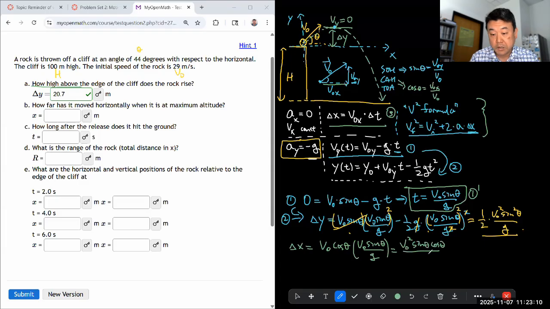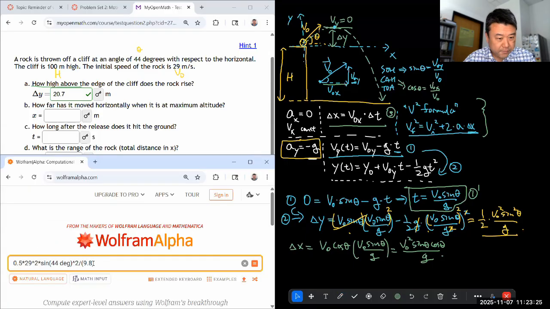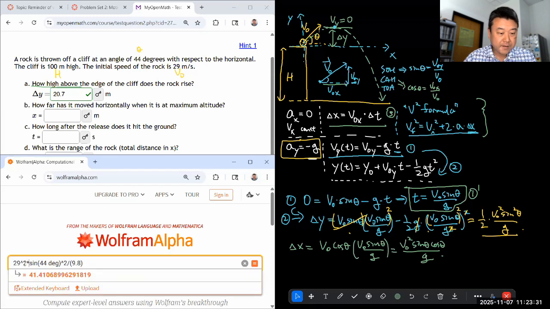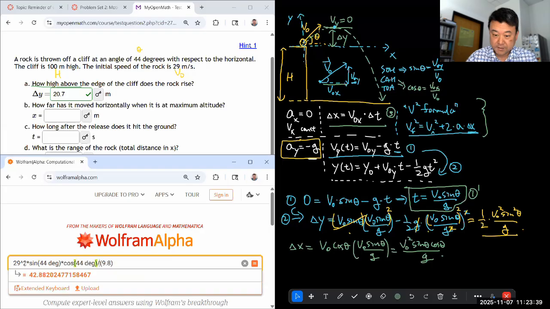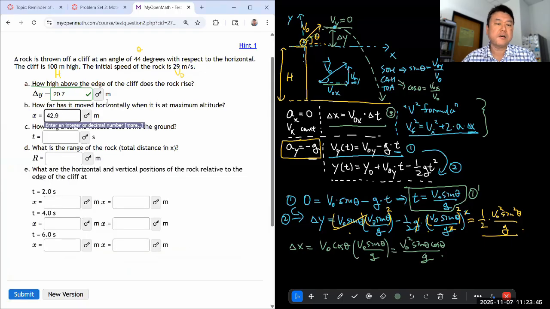Into this expression, I can plug in all the numbers, get an answer to check. So let me do that. Here, can I reuse any of it? I guess I can reuse the v naught squared. Let me get rid of the 1/2. And I have sine of the angle, and then times cosine of the angle, and I'm still dividing by g. 42.9. That sounds about right, horizontally.